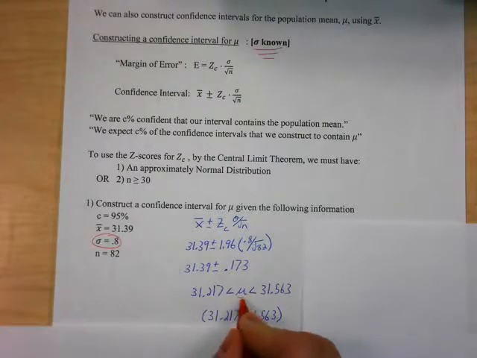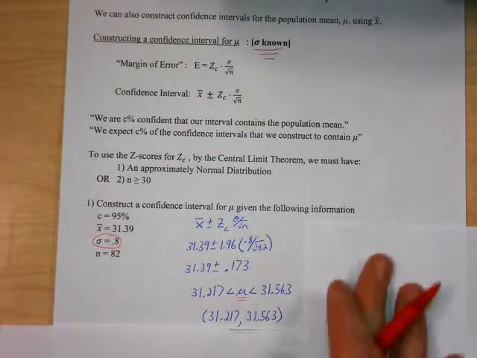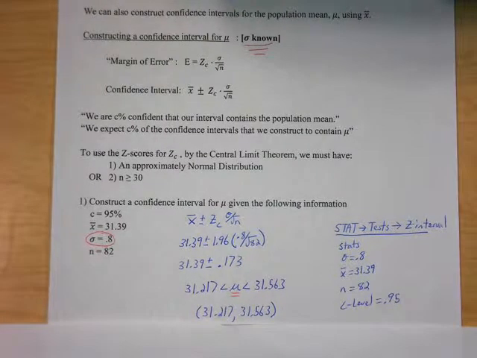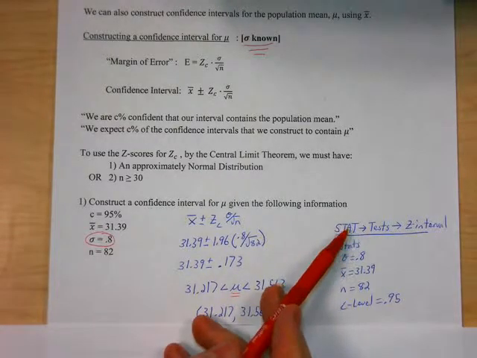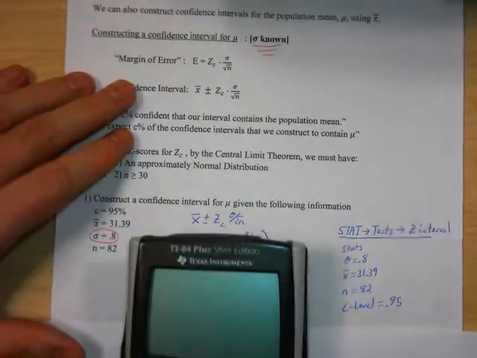Now notice that mu is now in the middle. Before, p was in the middle, our population proportion. So now we're just looking at mu instead of p. On our calculator, similar to finding a confidence interval for a population proportion, same idea. We go to stat, test, we choose z interval. Let me just show you real quick on the calculator.